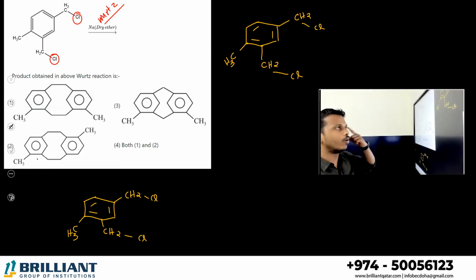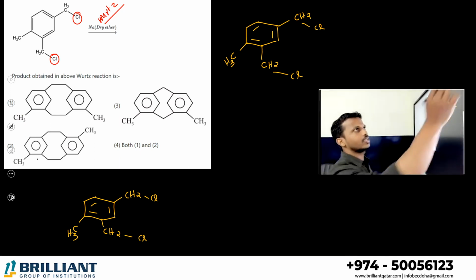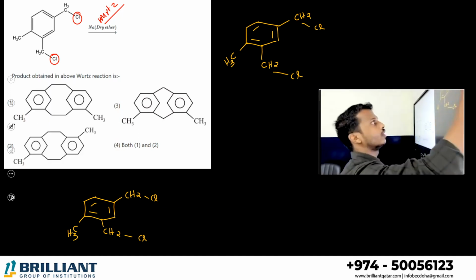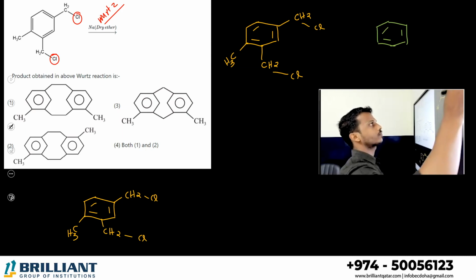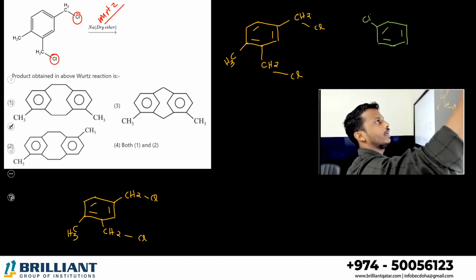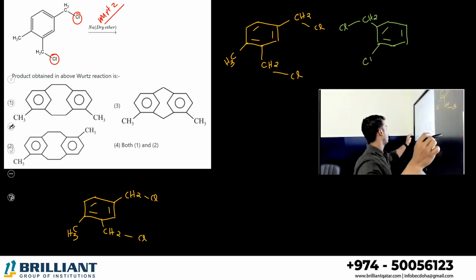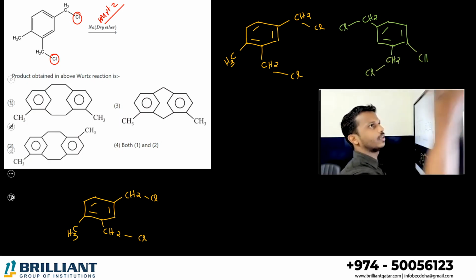In the first compound, let me take the same compound and write it in the opposite direction. I am writing the compound. So this is the benzene ring. This side we have a CH2Cl group. Not this side, right? Down. The down part contains a CH2Cl group, and this one contains CH3.